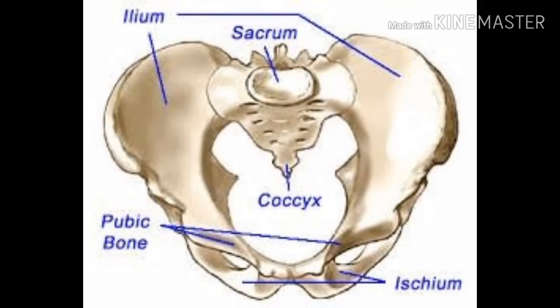The pelvic girdle or the hip girdle is a heavy structure that is specialized for weight bearing. It is composed of two coxal bones that secure the lower limb to the axial skeleton. Together with the sacrum, the coxal bones form the basin-like bony pelvis. Each coxal bone consists of three fused bones: the ilium, the ischium, and the pubis. We have here the ilium, the pubic bone or the pubis, and the ischium.